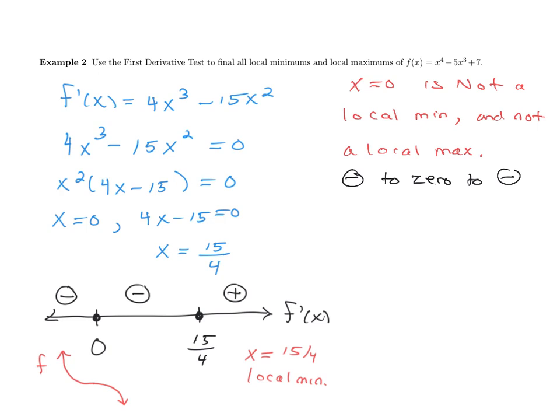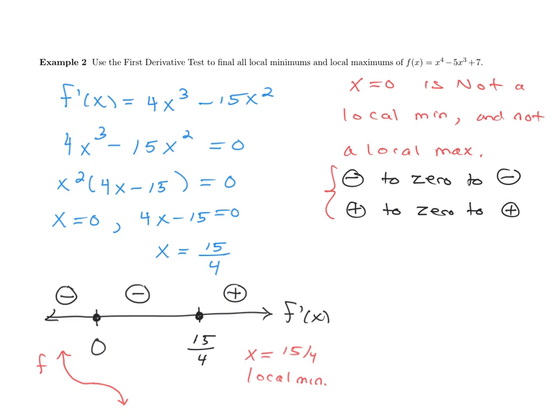The other possible thing that could happen is your derivative is positive to 0 to positive, meaning your function is always increasing. In these two cases, you won't have a min, you won't have a max. The only time that you can have a min or a max is if there's a change in sign from either negative to positive or positive to negative.